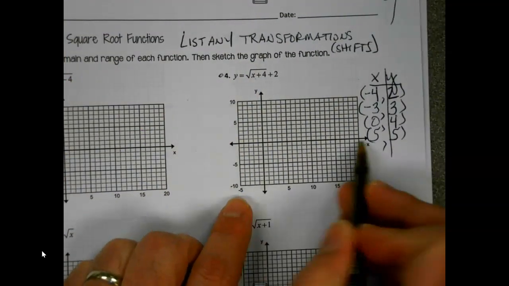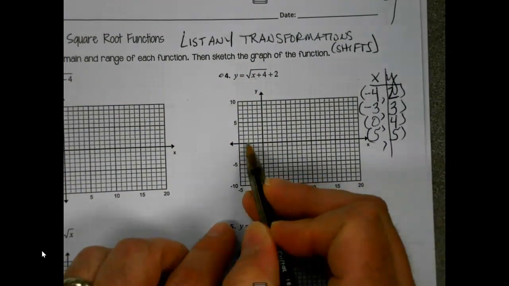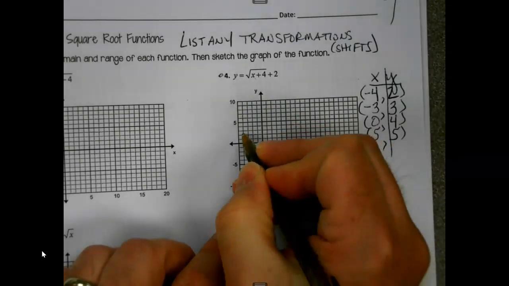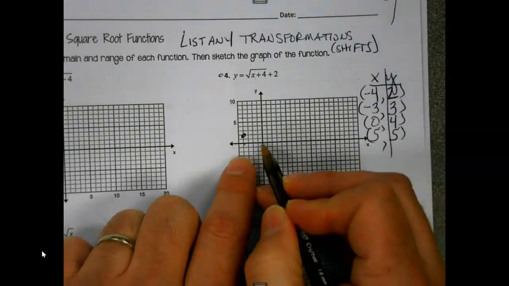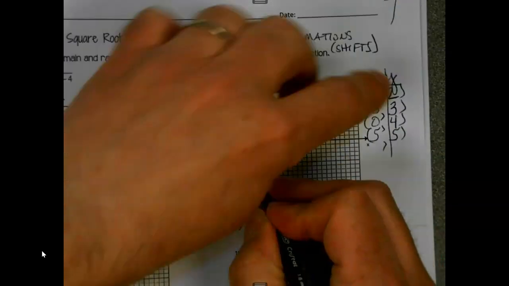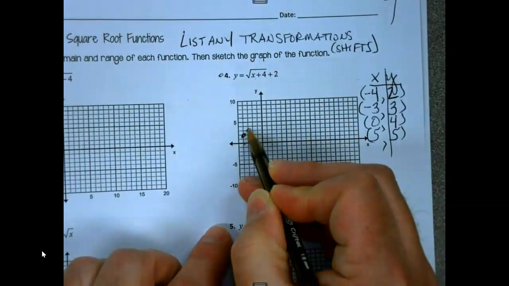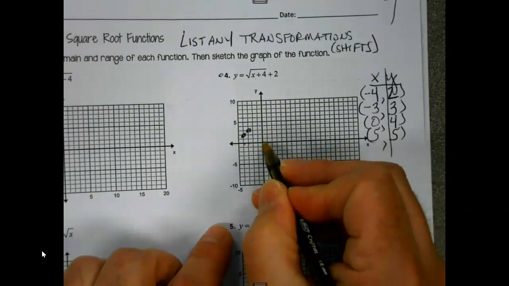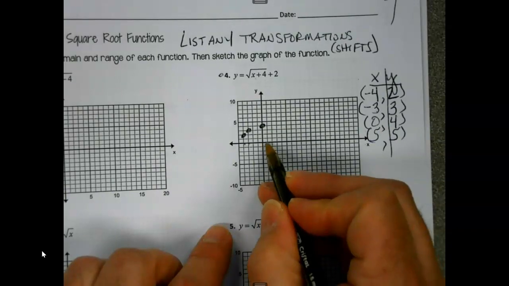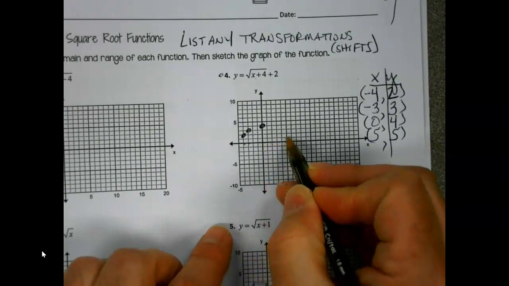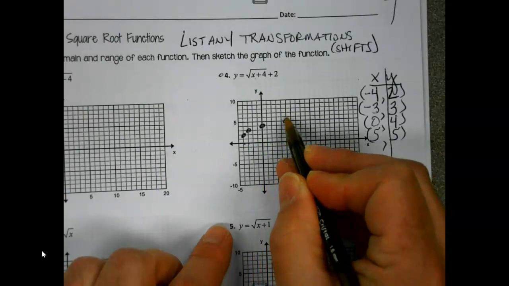So here's my x-axis. So I go left 4 and up a couple. I go left 3 and up 3. 0, 4. And 1, 2, 3, 4, 5, 4, 5.